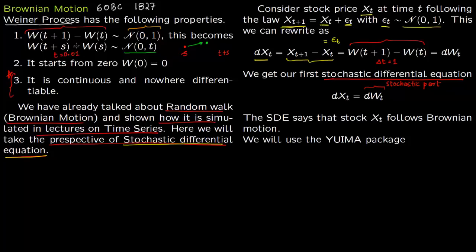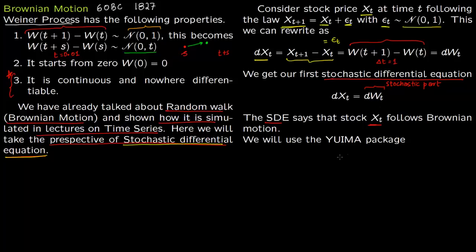So 0.01. This t could be really small, and that is the beauty of stochastic differential equations, that you could make time as small as possible. And we are going to talk about this later on. So what does the stochastic differential equation say? This stochastic differential equation simply says that the stock xt follows Brownian motion.